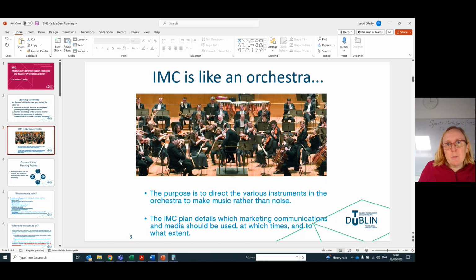So IMC, as we looked at before, is like an orchestra, and the conductor is bringing everybody together, all singing off the same sheet. The purpose is to direct the various instruments in the orchestra to make music rather than noise, making sure they're all on the same tune. Otherwise, it's just nonsense. The IMC plan details which MarComs and media should be used at which time and to what extent.